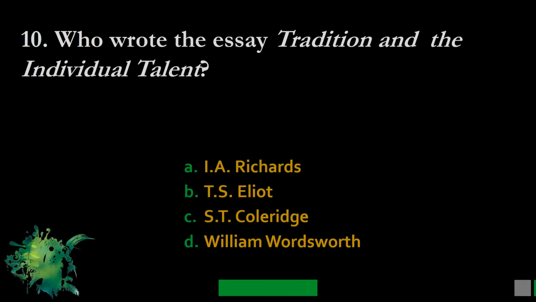Question number 10. Who wrote the essay Tradition and the Individual Talent? This is again an important essay in literary criticism. Options are A. I.A. Richards, B. T.S. Eliot, C. S.T. Coleridge, and D. William Wordsworth. Please put down your option, and the correct option is B. T.S. Eliot composed this essay Tradition and the Individual Talent.